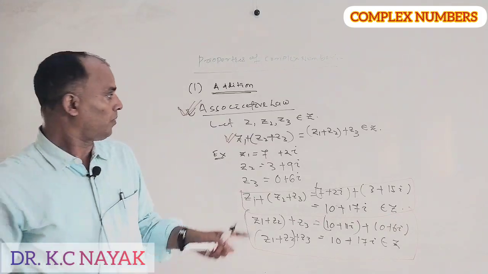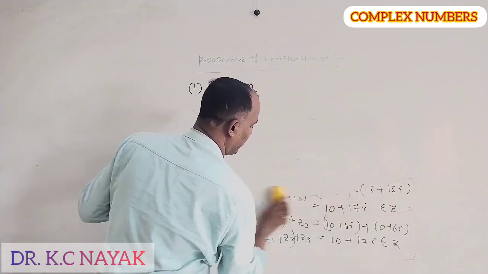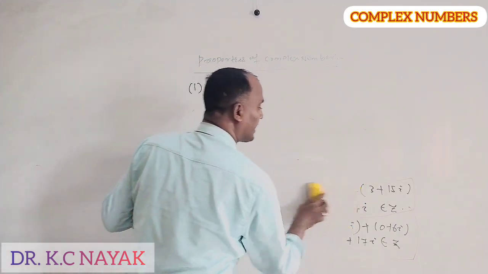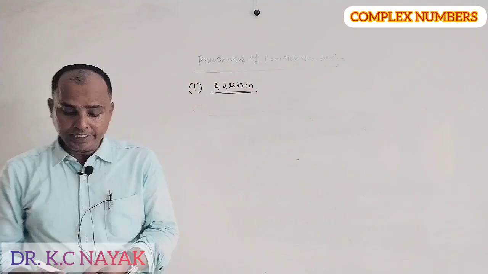Then, after the associative law, comes the identity law. The identity law is otherwise known as the additive identity.